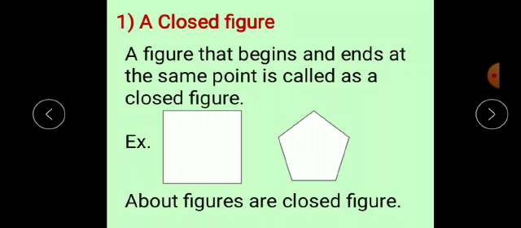Let's see this figure. This is a pentagon. So if we start from this point, then 1, 2, 3, 4, 5. Again we reach the same point. So this is also a closed figure. Such a figure which begins and ends at the same point is called a closed figure. So the above figures are closed figures.